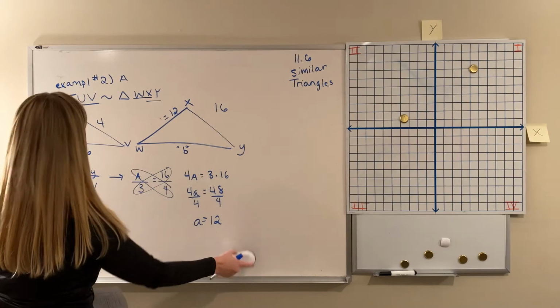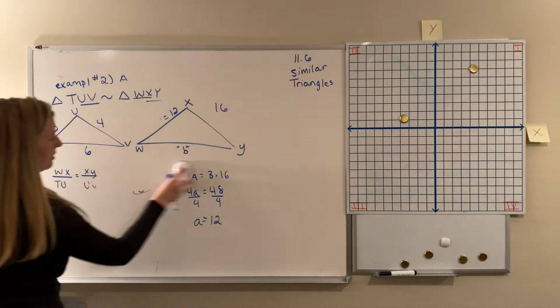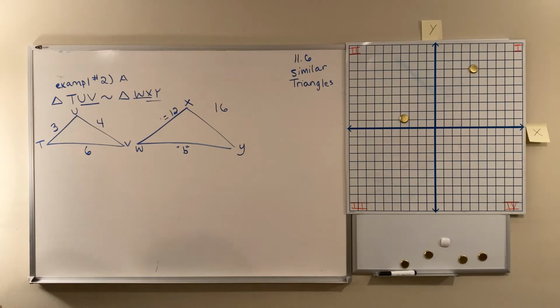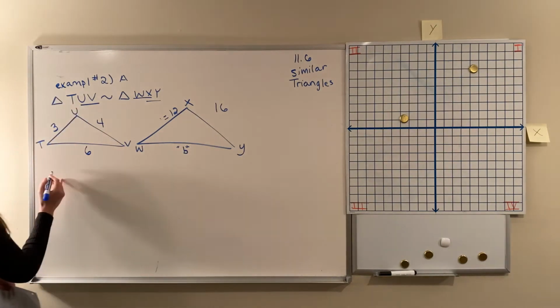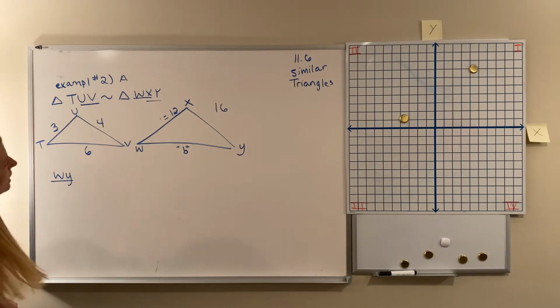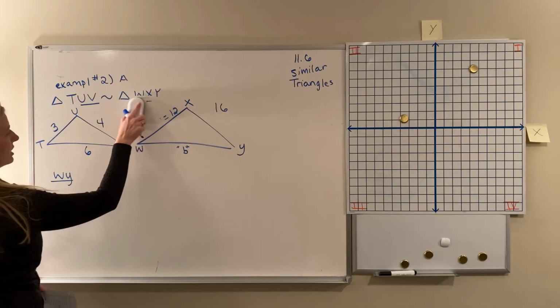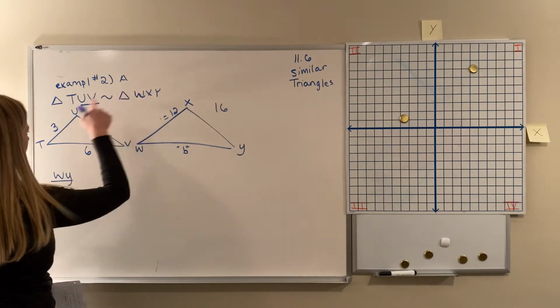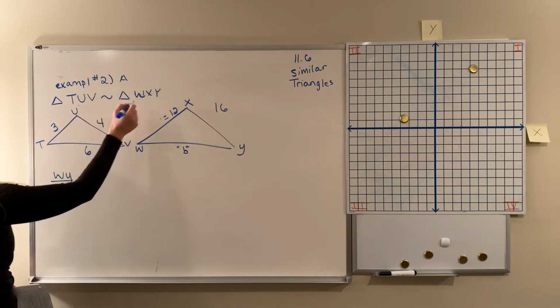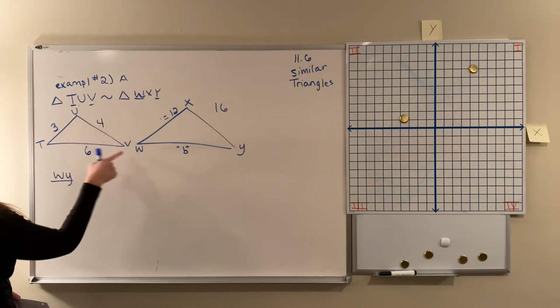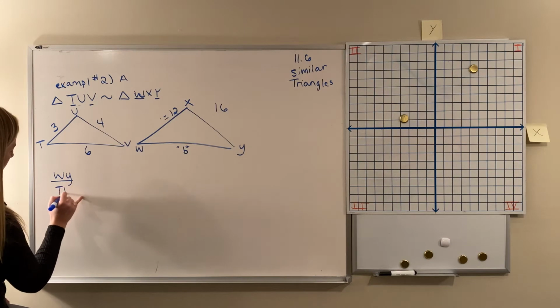So I'm going to erase this just to create room on my board. And then we're going to go through the same steps again. We need to solve for B, which is WY. What does WY correspond to? It's our first and last value, so it corresponds to the first and last value over here. WY goes to TV. TV is here.